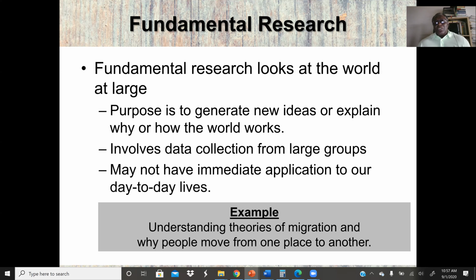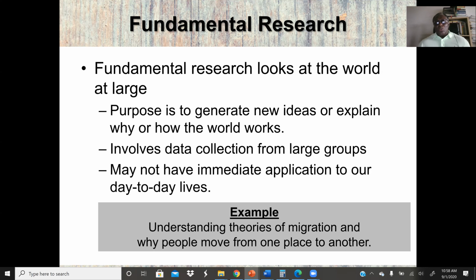Applied research means I'm trying to do research to solve some problem. A very simple example would be in the medical field. In medicine, we have the applied doctorate degree, which is the MD. If you're a medical doctor, your goal is finding ways to solve medical problems.